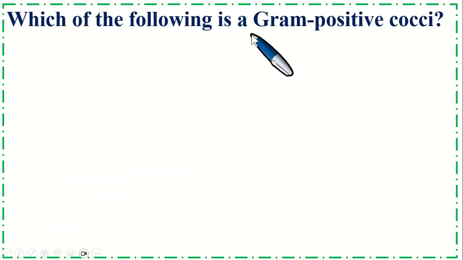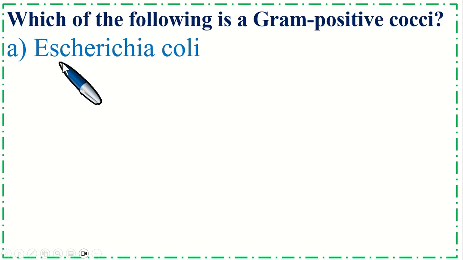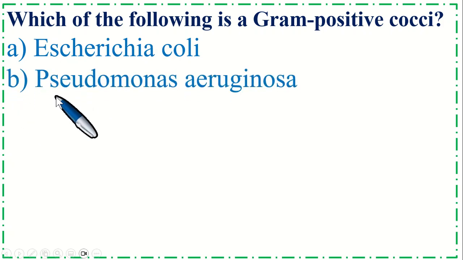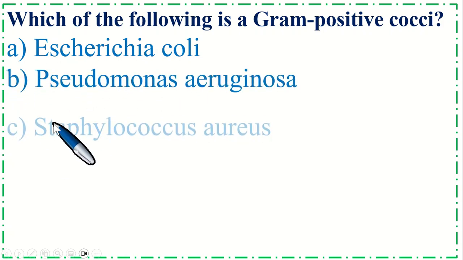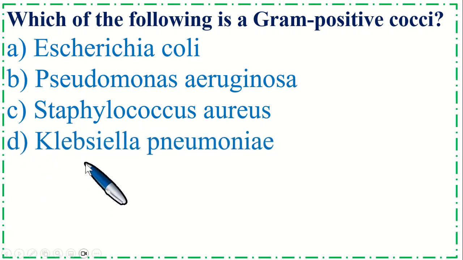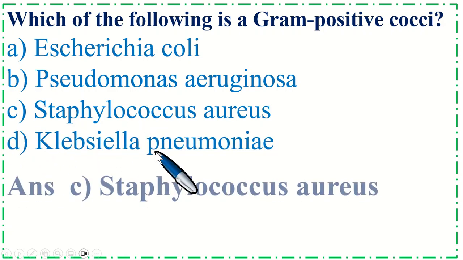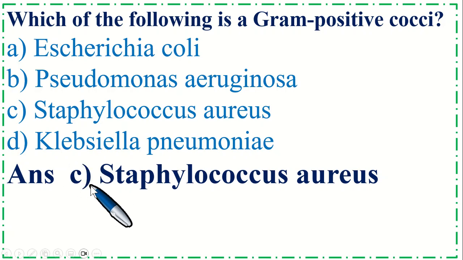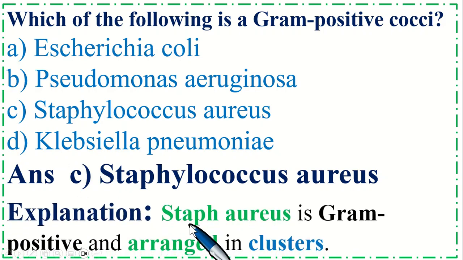Which of the following is a gram-positive cocci? Option A E. coli, B Pseudomonas aeruginosa, C Staphylococcus aureus, and option D Klebsiella pneumoniae. So the correct option is C, Staphylococcus aureus. Staph aureus is gram-positive and arranged in cluster form.